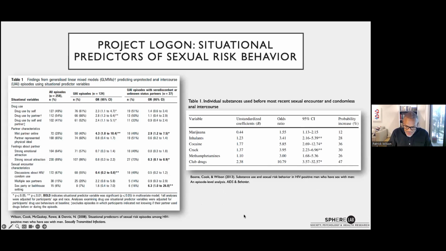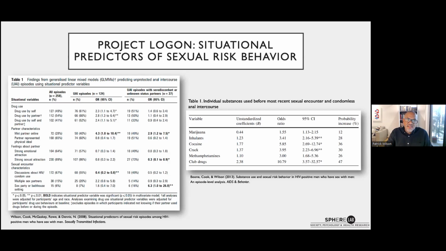So when we looked at predictors of condomless anal intercourse, or UAI, as was reported in this paper, one of the things that we saw was meeting a partner online, having a sense of sexual attraction, and talking about condom use, as well as where you met your partner, all had relationships to unprotected or condomless anal intercourse.